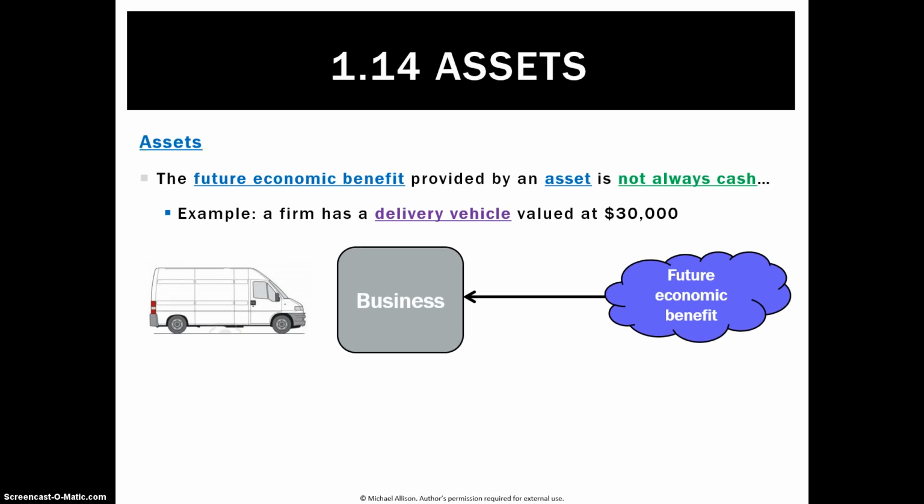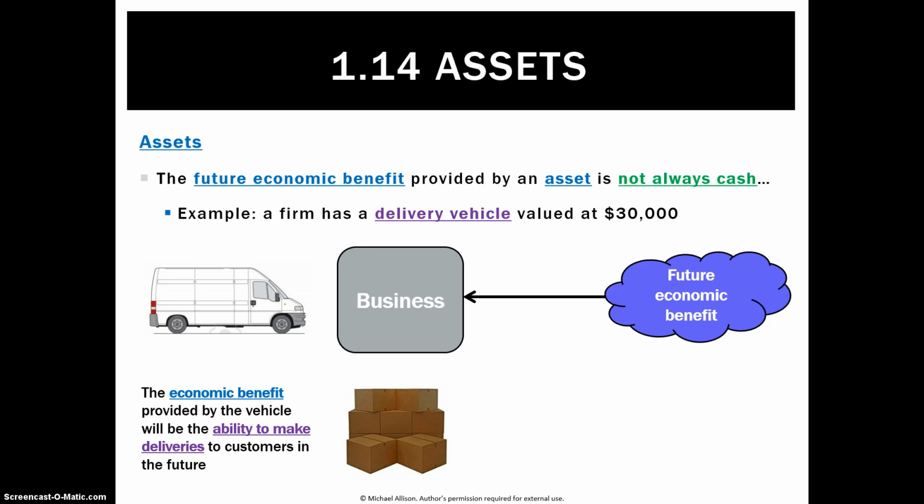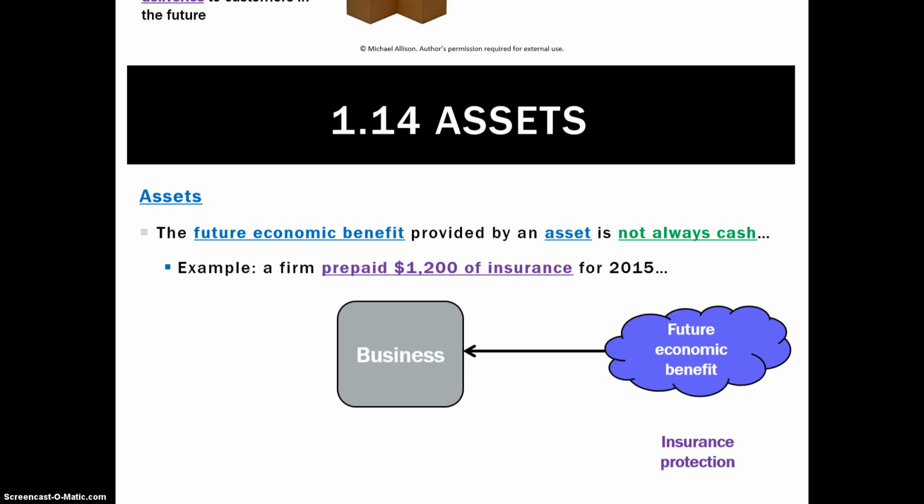Cash is obviously the most common example of a future economic benefit. However, it's not the only example. Using this example, let's say we have a delivery van valued at $30,000. The future economic benefit is not going to be cash itself. The benefit is actually going to be the ability to make deliveries and drive the van. That'll help us earn revenue, but the actual future economic benefit itself is being able to use the van. So it's not cash on its own.